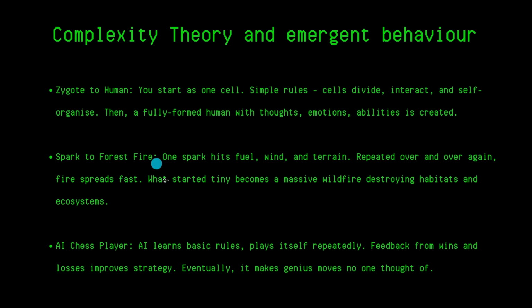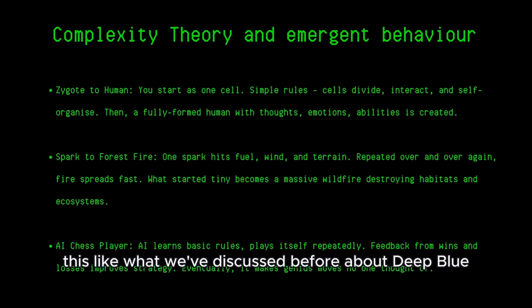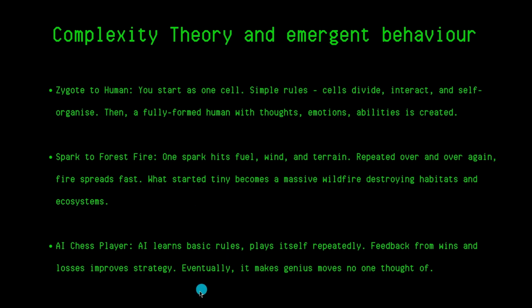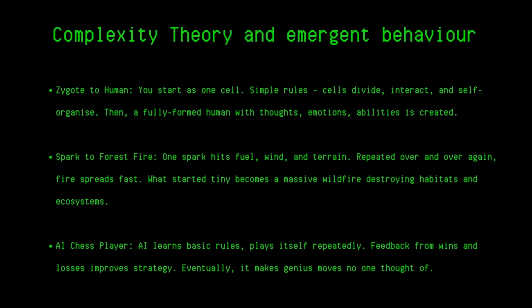Another one is spark to forest fire. One spark hits fuel and then gets influenced by wind and terrain. Repeated over and over again, the fire spreads fast. What started tiny becomes a massive wildfire, destroying habitats and ecosystems. Another one is the AI chess player, like what we discussed before about Deep Blue and Garry Kasparov. AI learns basic rules, and then plays itself repeatedly. Feedback from wins and losses improves strategy, so eventually it makes a genius move no one thought of.